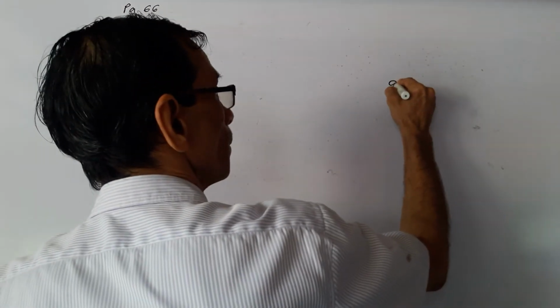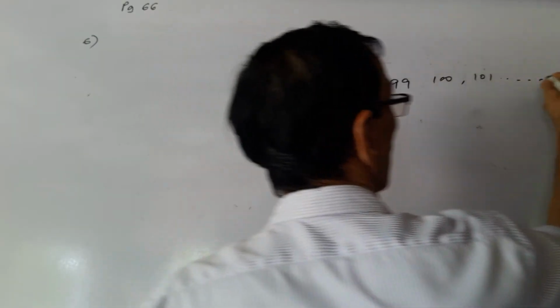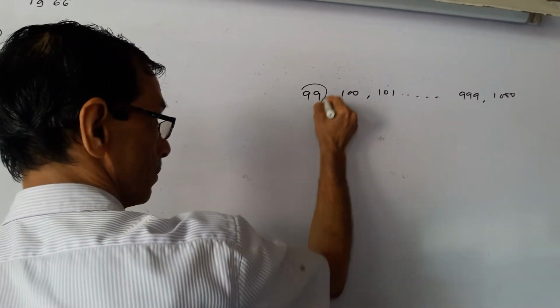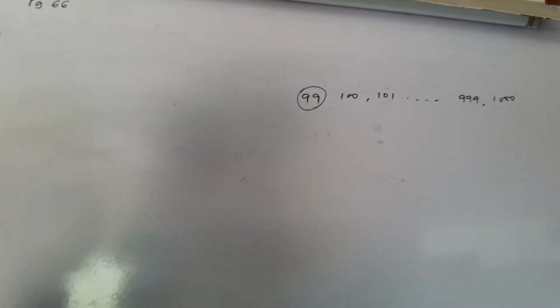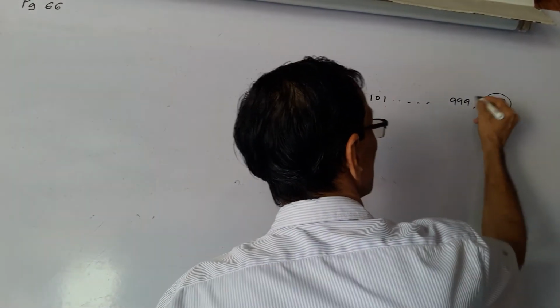Let's take the 6th one. Find how many 3-digit natural numbers are divisible by 5. 3-digit natural numbers: we know that 99, 100, 101, up to 999, 1000. You'll find that 99 is 2-digit, so 100 is the least 3-digit number, and 1000 is a 4-digit number.